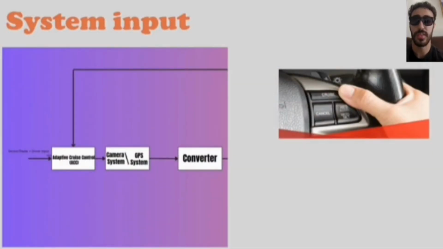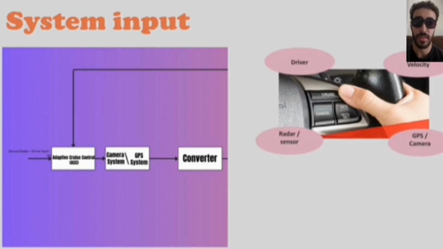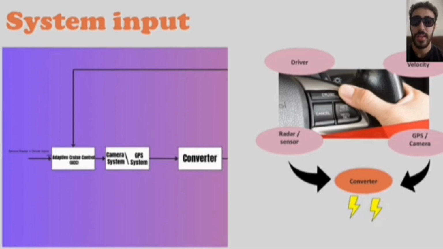The first part of the system focuses on collecting data from several sources. The adaptive cruise control, the ACC, provides intelligent speed and distance management. Then the camera system, or the GPS, supplies real-time visual and positional data, and the LiDAR and infrared sensors detect obstacles and surroundings for enhanced safety.